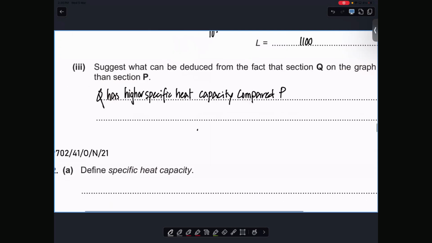Gradient হচ্ছে gives you something that is proportional to 1 by C. So যত বেশি হচ্ছে specific capacity তত কম gradient হয়. They're inversely related.